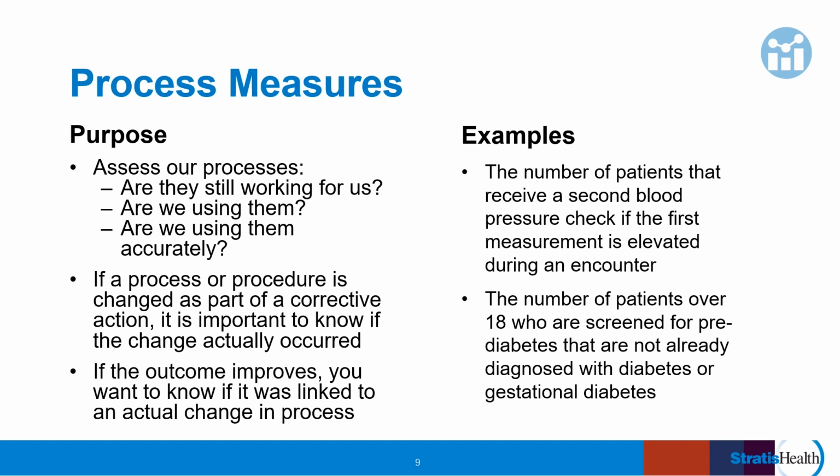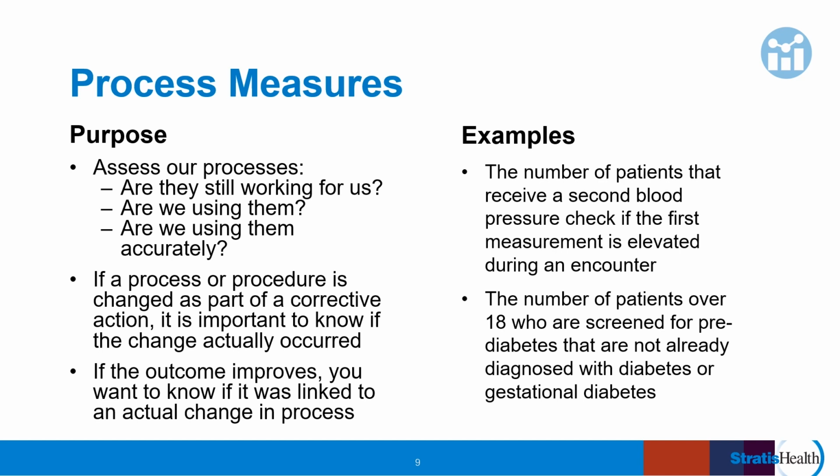Process measures aim to assess our processes. Are we doing things as we intend to do them? If we see variation in our process measure results, we can seek to better understand and standardize our processes. If a process or something in the system is changed as part of an improvement project or a corrective action, it is important to know if the change actually occurred as intended.